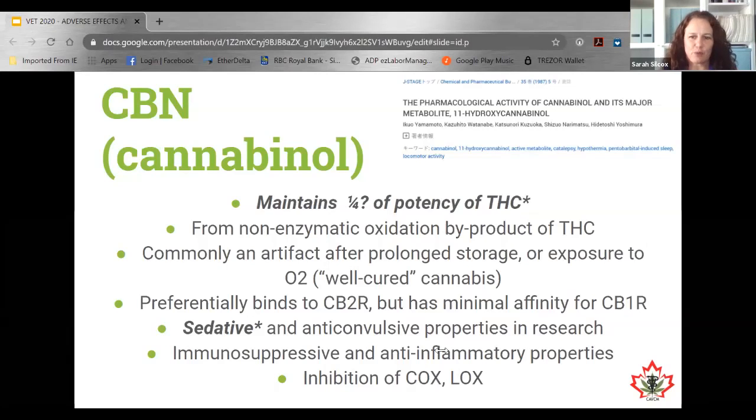But a lot of consumers will seek it out for its sedative properties. So it's great if you're having difficulty sleeping, but if sedation is not a desired effect, it could be considered an adverse effect. Scientifically, CBN on its own may not actually be that sedating, but it certainly appears to be acting synergistically with THC and with some of the other terpenoids that can be sedating.